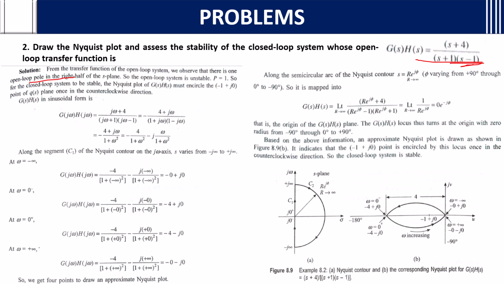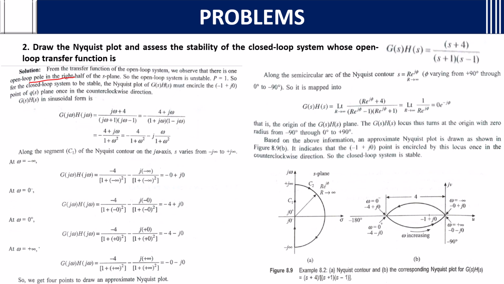So, for the closed loop system to be stable, the Nyquist plot of G(s) H(s) must encircle the minus 1 plus j0 point of the GH plane once in the counterclockwise direction. As the system is unstable, to make it stable, the Nyquist plot of G(s) H(s) must encircle minus 1 plus j0 once in the counterclockwise direction.